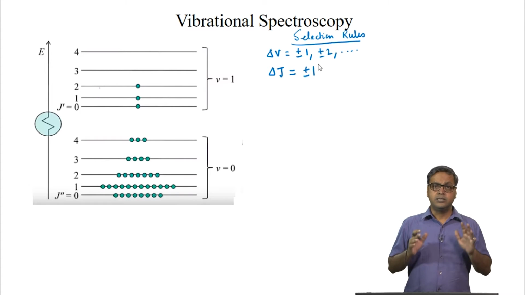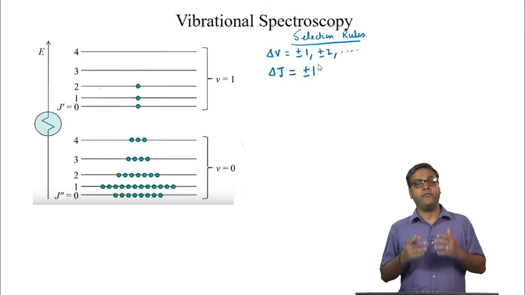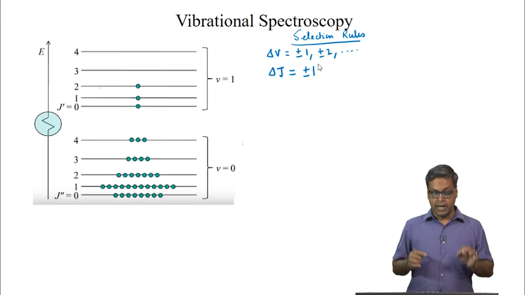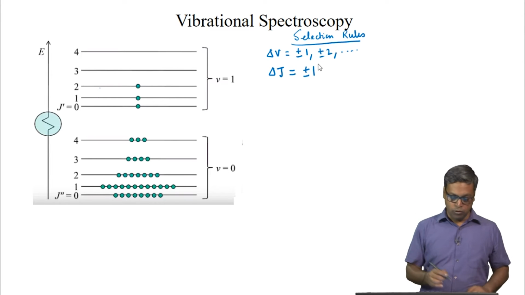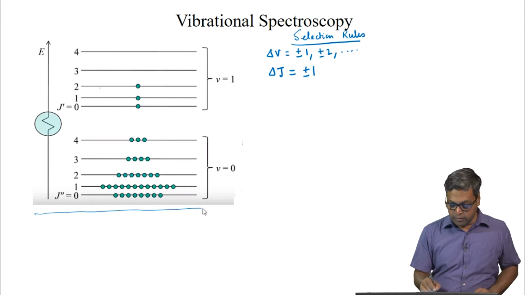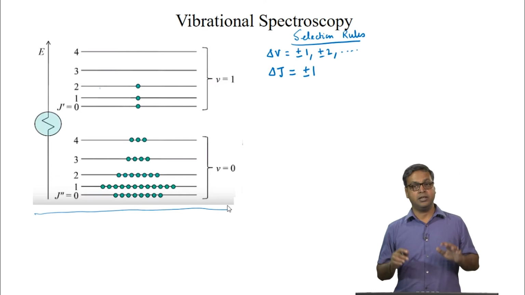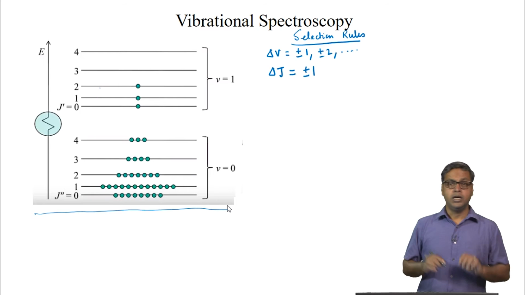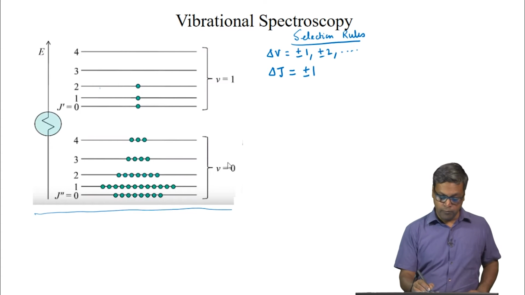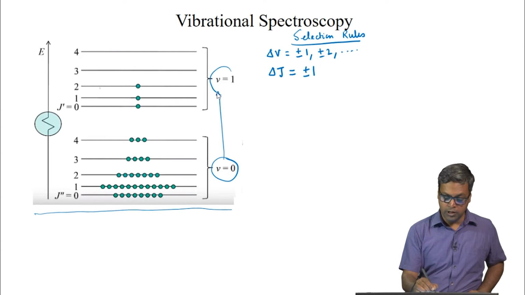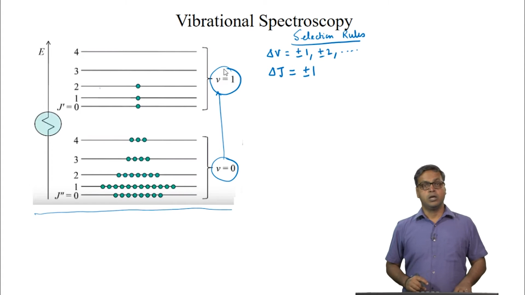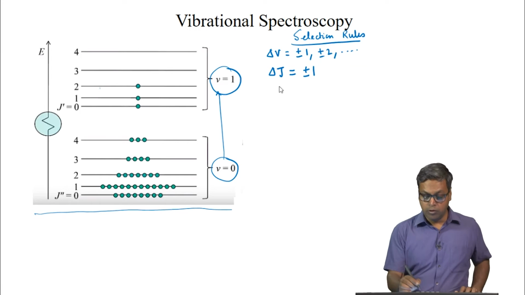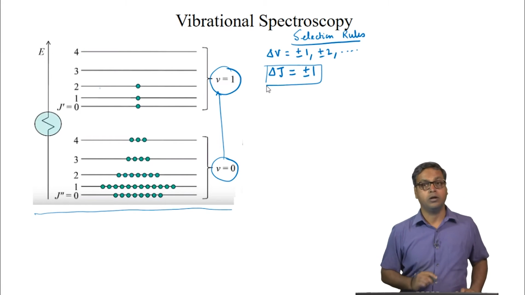So, let us see how these selection rules affect the spectrum. Let us look into the Ro-vibrational energy levels again. These are the expanded form of the Ro-vibrational energy levels, and we will focus only on the fundamental band in which we excite molecules from V equals 0 to V equals 1. So, the delta J has to be equal to plus or minus 1.